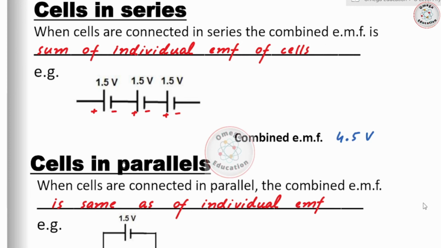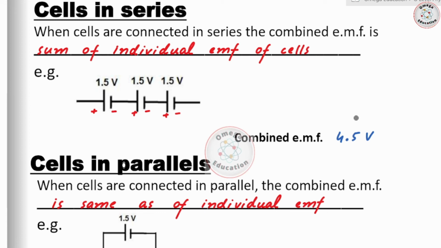Alright, then we have the next one, cells in series. If we have multiple cells, let's say in that case we have three cells which are connected one after the other. The first one is of 1.5 volts, the second one is of 1.5 volts, and the third one is also 1.5 volts. Whenever the cells are connected in series, the combined EMF would be the sum of individual EMFs. So 1.5 plus 1.5 plus 1.5. The combined EMF is 4.5.